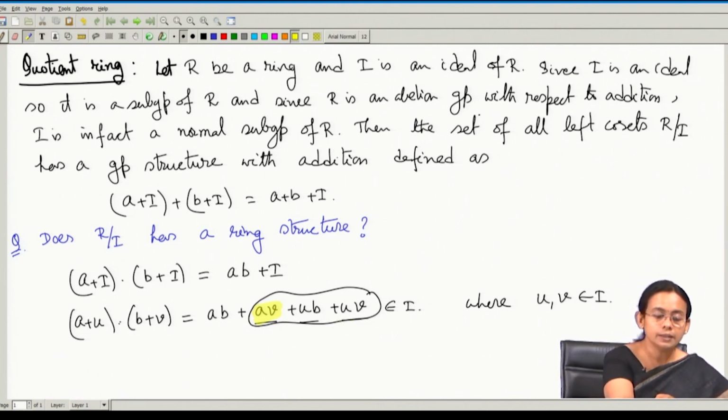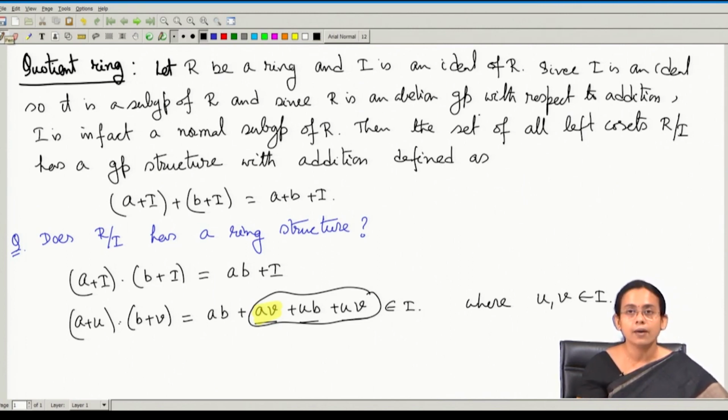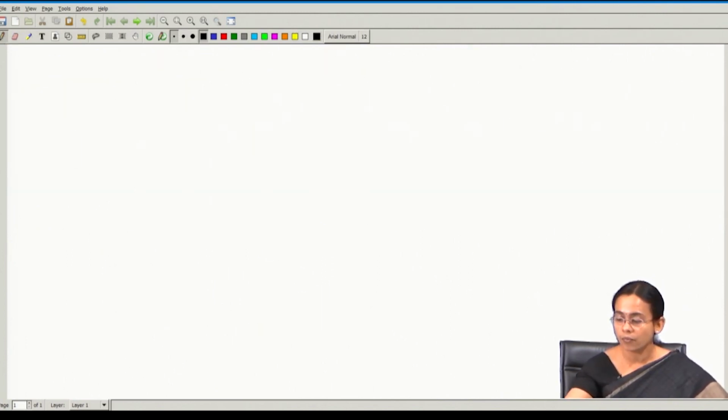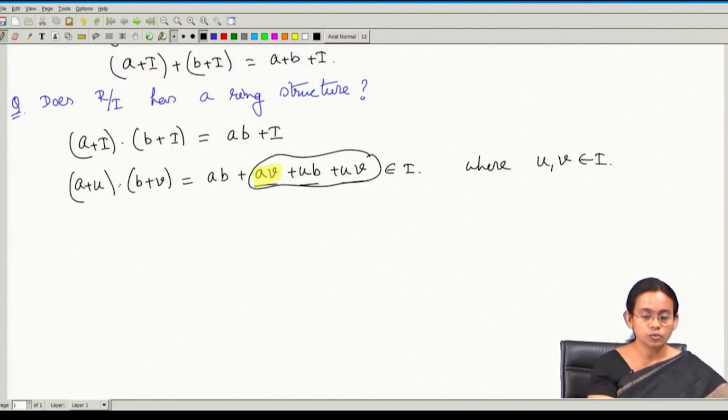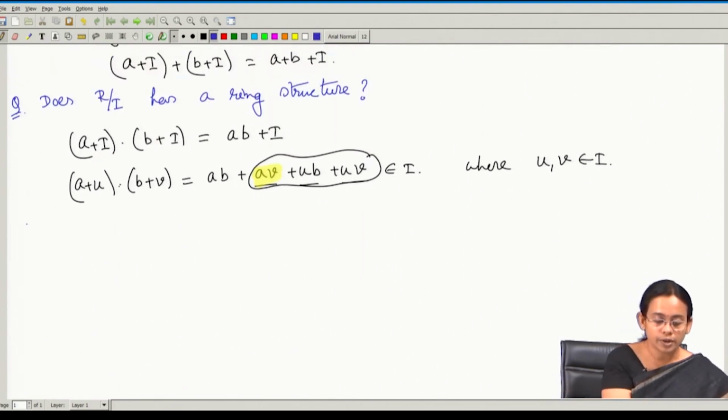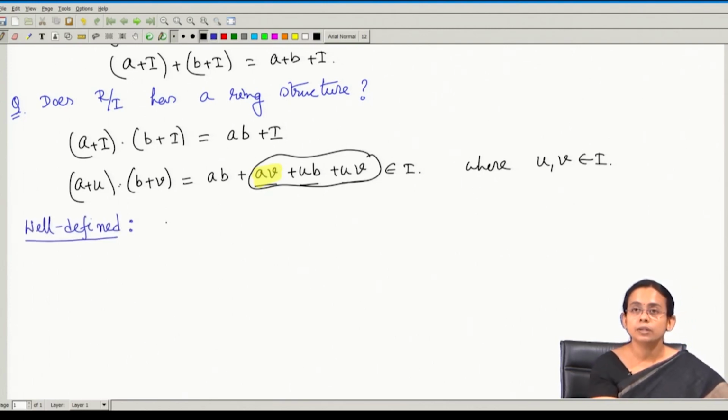Okay. So, now the next thing that I have to see is that the way I have defined this multiplication is in fact a well defined operation. So, how do I check the well definedness? Why do I need to check the well definedness? Because these are left cosets, I can represent the same left coset with two different representations. So, for example, a plus I suppose is the same as the left coset a prime plus I, and b plus I denotes the same left coset as b prime plus I.